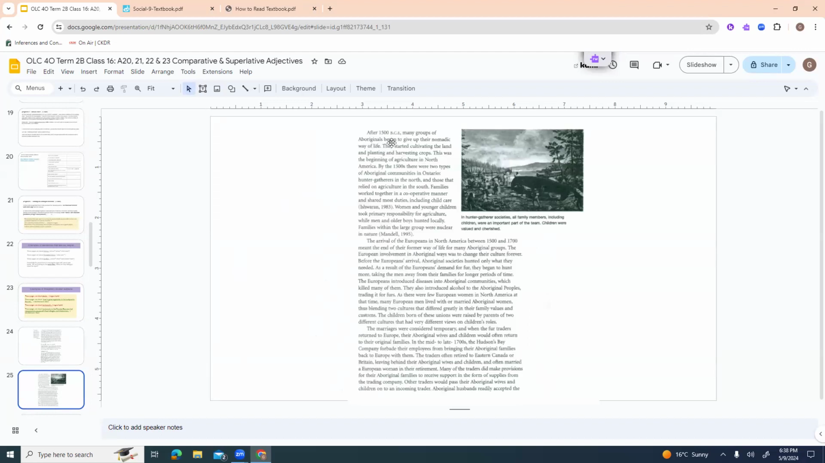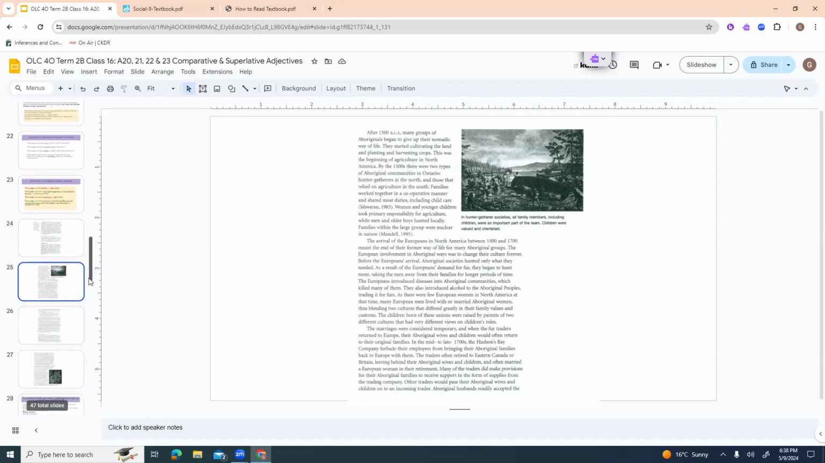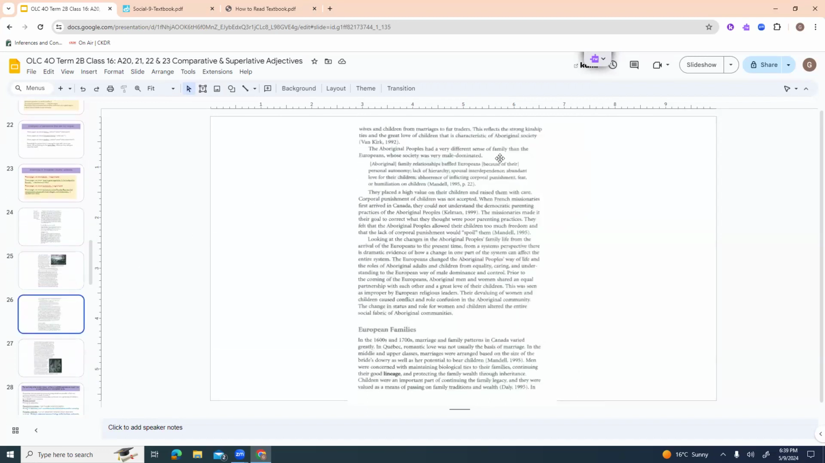After 1500 BCE, many groups of Aboriginals began to give up their nomadic way of life. The arrival of the Europeans in North America between 1500 and 1700 meant the end of their former way of life for many Aboriginal groups. The marriages were considered temporary, and when the fur traders returned to Europe, their Aboriginal wives and children would often return to their original families. See, the Aboriginal peoples had a very different sense of family than the Europeans, whose families were very male dominated. They placed a high value on their children and raised them with care.